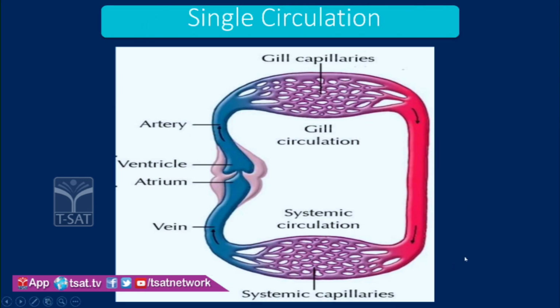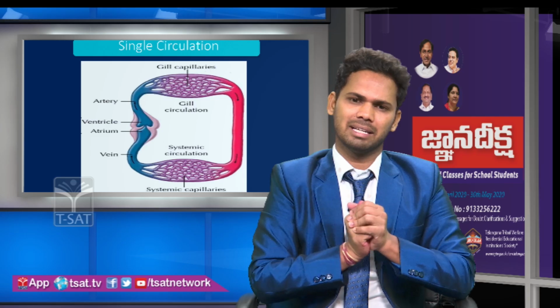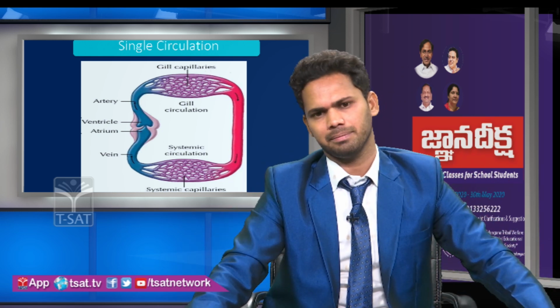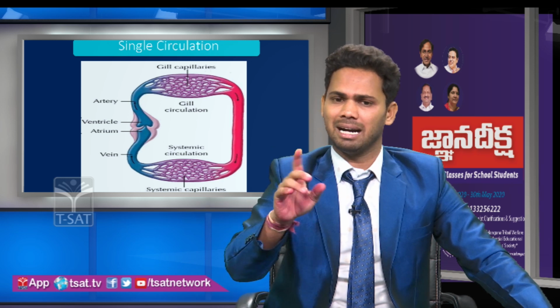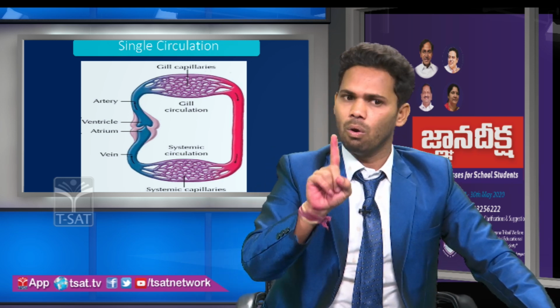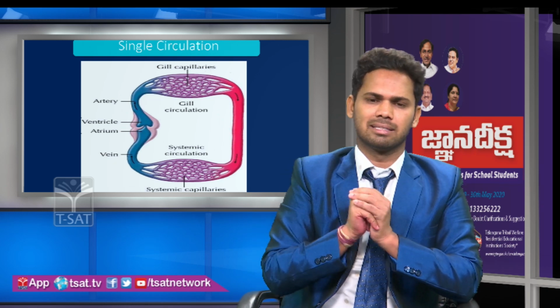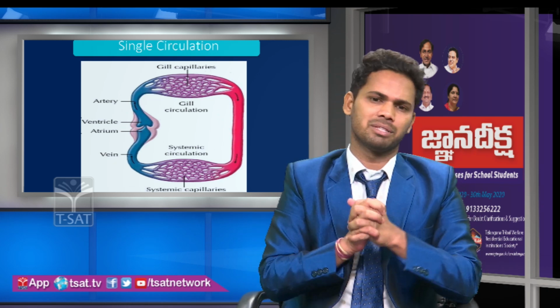Single circulation and double circulation. Before going to tell about double circulation, you see what is single circulation. When the blood passes through the heart only once, that is called single circulation. The best example is fish.